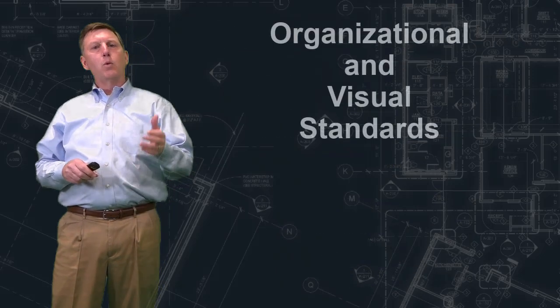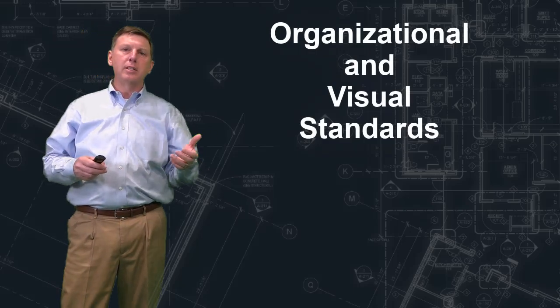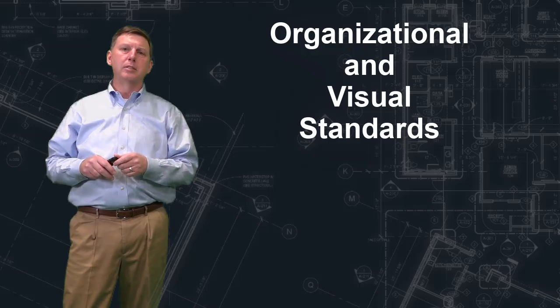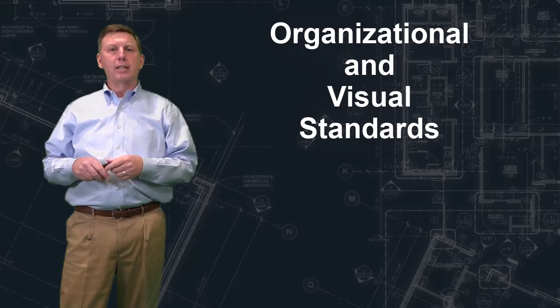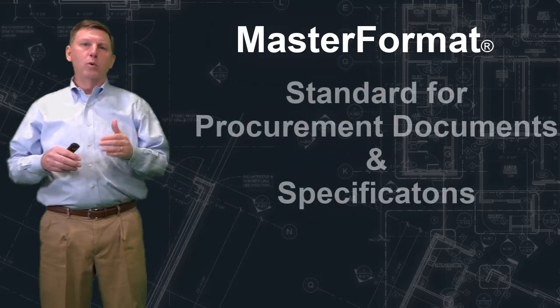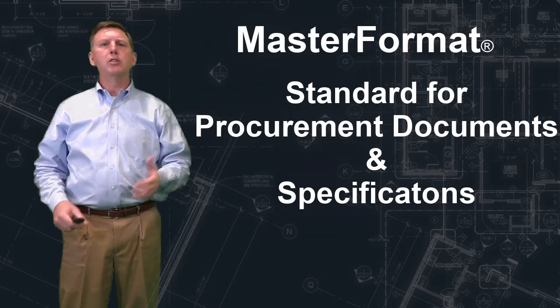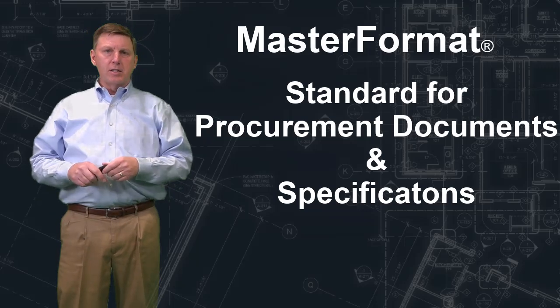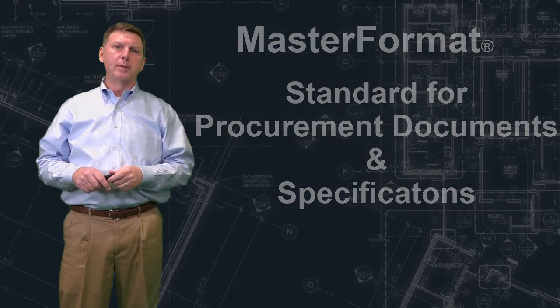So the difference between organizational standards and visual standards is that, obviously, the organizational standards determine the order of documents. That includes the written documents as well as the drawing documents. Now, one of the primary standards in the written documents is MasterFormat. And MasterFormat determines what order not only the procurement documents go in, we're going to learn about that later, but also the specifications. So they have a very specific order that all the specifications go in.